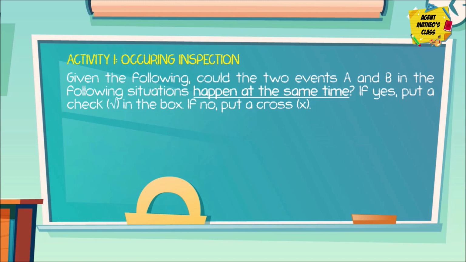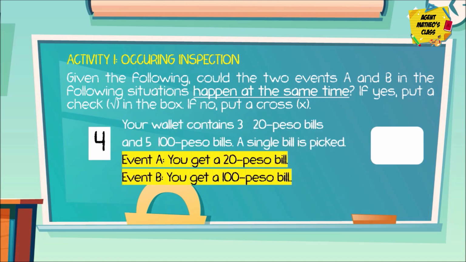So let us come to number 4. Your wallet contains three 20 peso bills and five 100 peso bills. A single bill is picked. Event A, you get a 20 peso bill. Event B, you get a 100 peso bill. What will be your answer? Timer starts now. The answer is a cross because it was instructed that you will only get a single bill, and you must not have a 20 and a 100 peso bill at the same time.